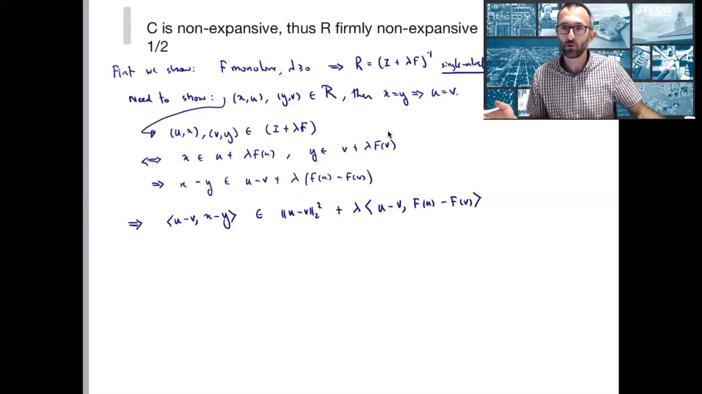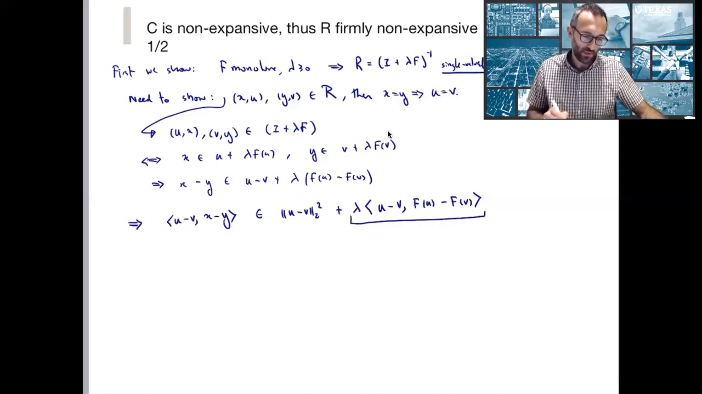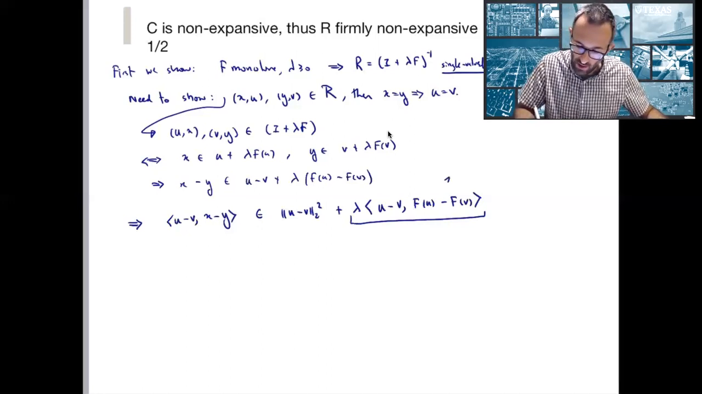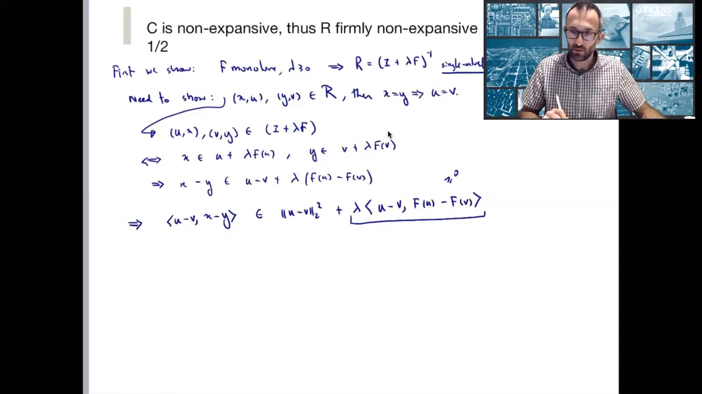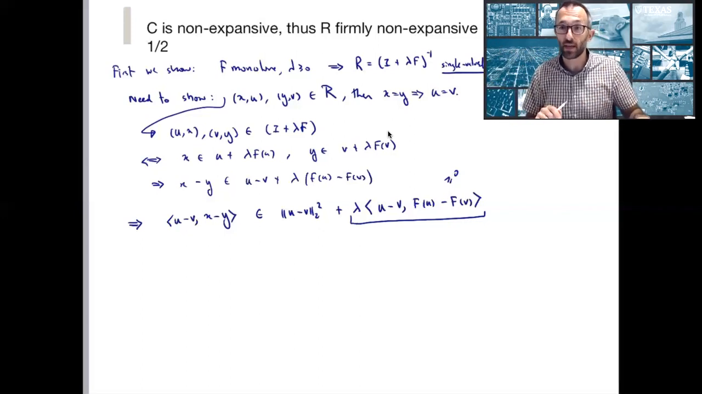And now finally I can use the key aspect, our key assumption that f is monotone. So f monotone and lambda non-negative means that this, no matter what value I choose, is greater than or equal to 0. And this is the only element I have on the right that's actually a set. So in other words, what this is saying is that the dot product of u minus v and x minus y belongs to the set that looks like u minus v squared plus some non-negative scalar.